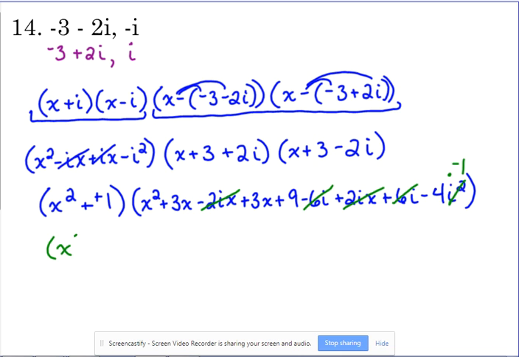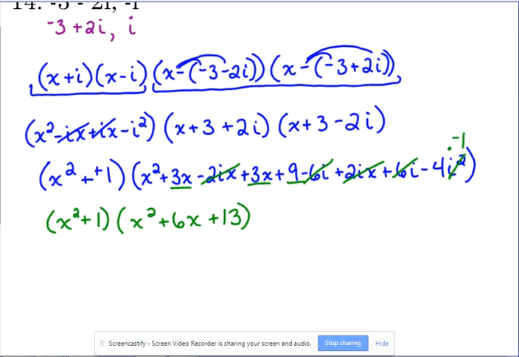So when we come down to the next line and simplify, we've got x squared, 3x and 3x is 6x. And we've got 9 plus 4, because it was negative 4 times negative 1, so that's positive 4. 9 plus 4 is 13. So we just took something that looked really complicated, and it boils down to just a quadratic.